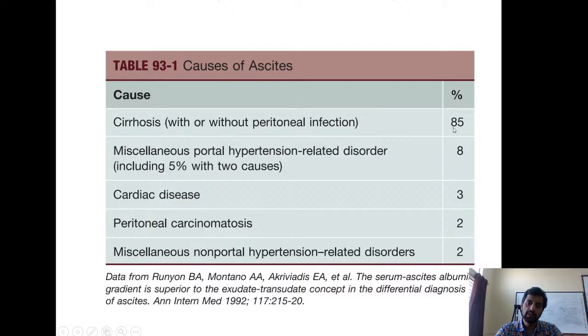So the cirrhosis, portal hypertension because of cirrhosis and non-cirrhosis, almost accounts for 93% of your ascites. So there should be other causes also. You should not be missing those when you diagnose a case of ascites. So how to differentiate between different causes and how to treat, we'll be dealing with in the further sections.